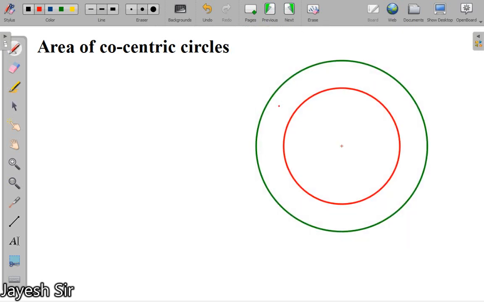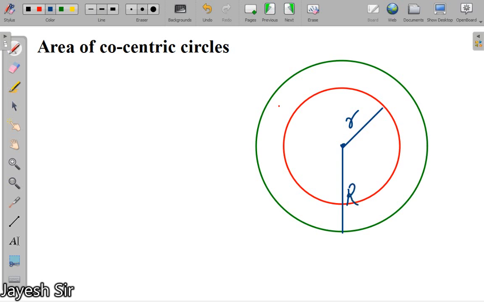First of all, we will discuss the area of two concentric circles. So what are concentric circles? Circles with the same center are called concentric circles. Circles with the same center but different radius. So you have two circles here which have the same center but different radius. The radius of the smaller circle we let it be r. The radius of the bigger circle we let it be capital R.